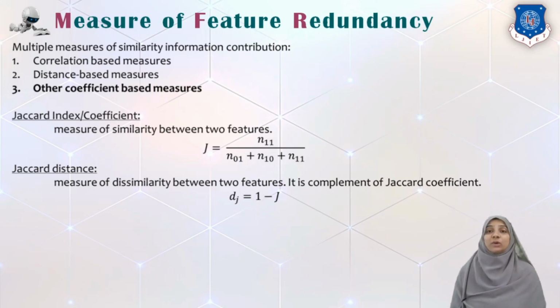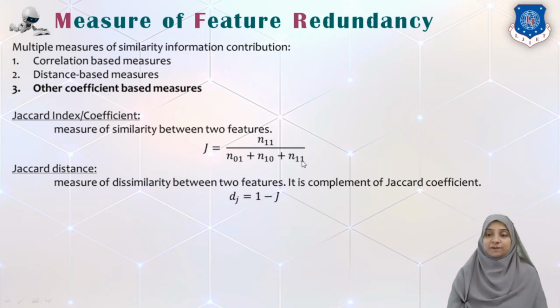So we have to calculate the number of data points where both features have value 1. That is what we call n of 1,1, the number of data points where both feature values are true. Divide by the number of data points where either of the features is 1. That is, I can have the first feature value 0 and the second feature value 1, or I can have the first feature value 1 and the second value 0, or I can have both of these values as 1.